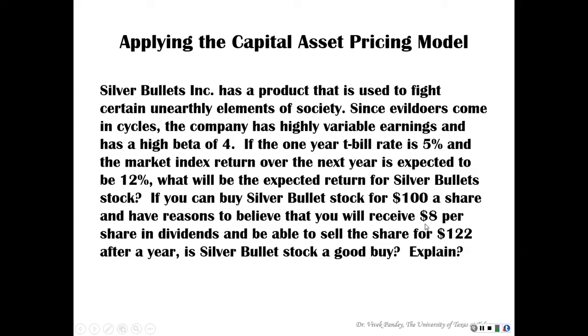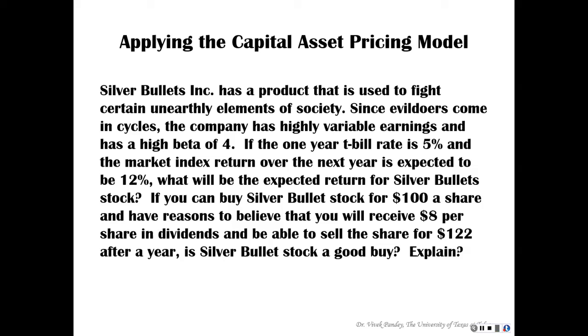You're going to get $8 in dividends. You sell the stock for 122. So 122 plus 8 is 130. And if you buy the stock today, you're paying 100 for it, right? Pay 100, you get back 130. That means, given these cash flows, you think that the return is going to be $30. Actually, $30 on 100, or 30%.